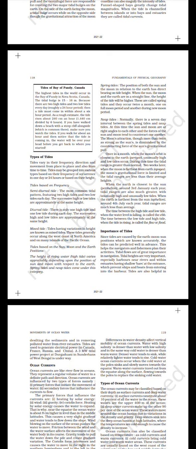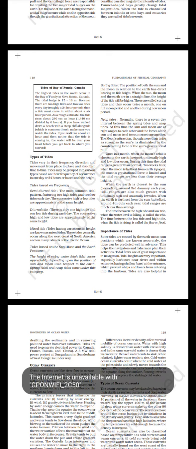Diurnal tide. There is only one high tide and one low tide during each day. The successive high and low tides are approximately of the same height. Mixed tide. Tides having variations in height are known as mixed tides. These tides generally occur along the west coast of North America and on many islands of the Pacific Ocean.